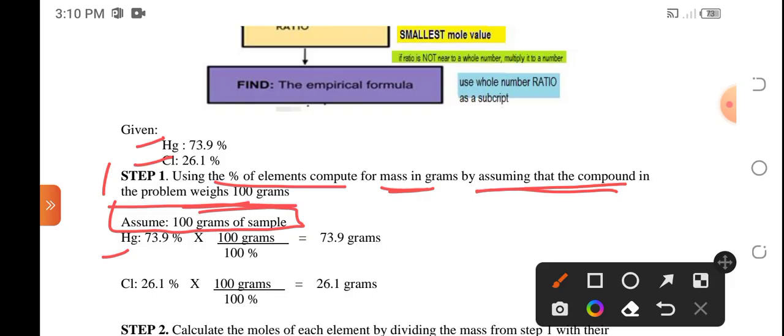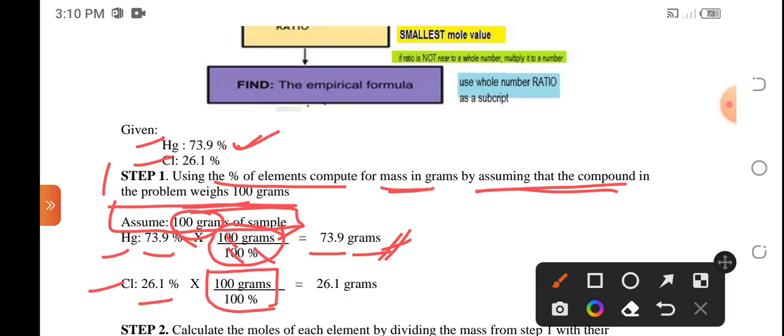the mass for the mercury therefore is 73.9% times 100 grams per 100%. So titignan natin kung ilan yung contribution ng mercury dun sa 100 grams kung ito ay 73.9%. Then of course, the 100 will be cancelled, the percent will be cancelled, leaving you with 73.9 grams this time. So numerically equal yung percent at saka yung mass if the assumption is 100 grams. Then for chlorine, of course, 26.1% multiplied to 100 grams per 100%.